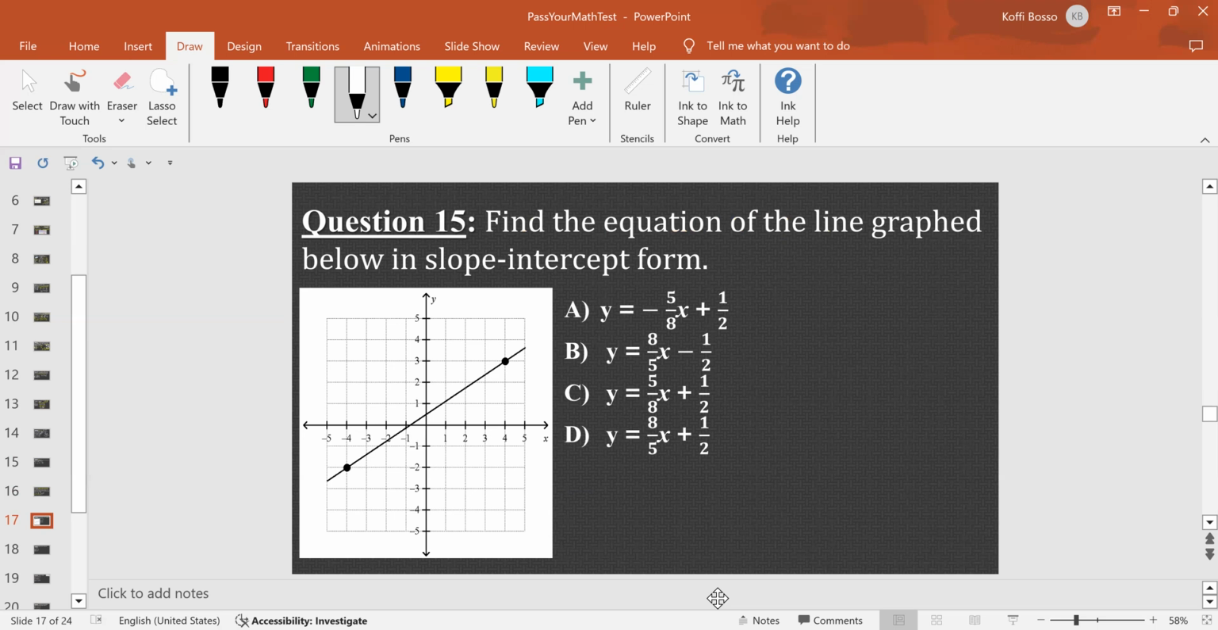Question 15. Here, they say find the equation of the line graphed below in slope-intercept form. We have many methods, but let's share the simplest, easy method for you. When you have a question like this with a graph, first of all, try to use the method of elimination. You see this graph here? This is a line going up, so increasing.